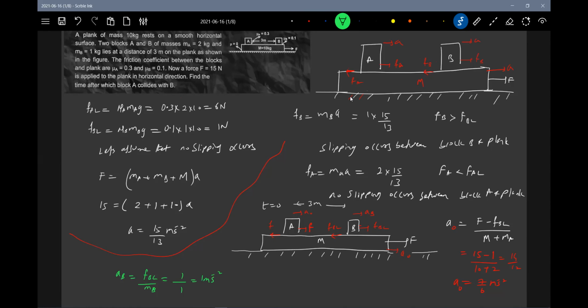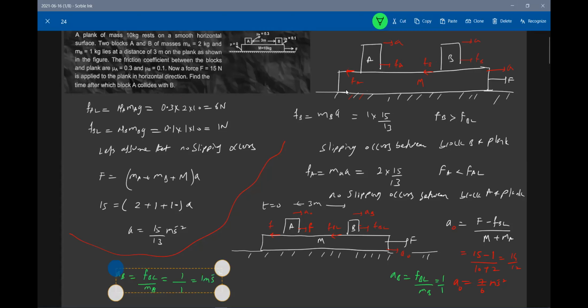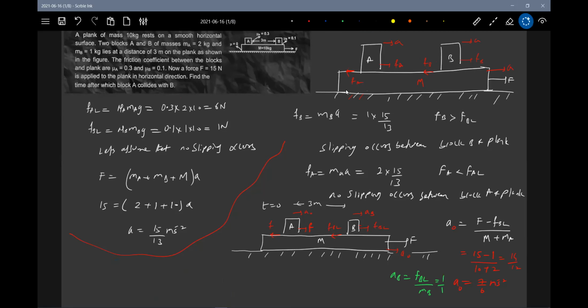What to do after this? I'll write it here. Six seconds. Okay, yeah, fine. I don't have the answer, let me conclude it in the end. What is after this? I think it's a relative motion, no? The time after which A will go and meet B.